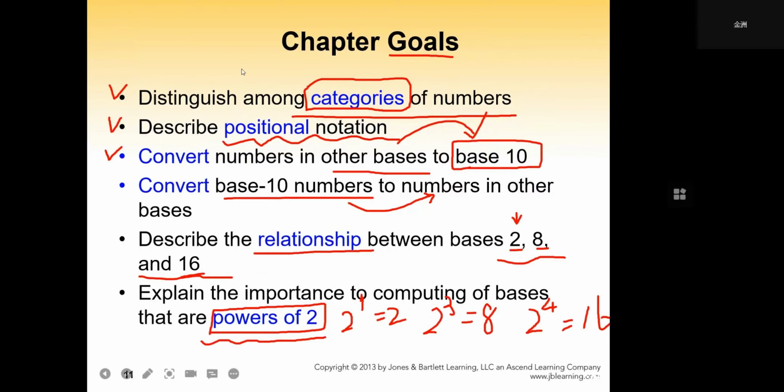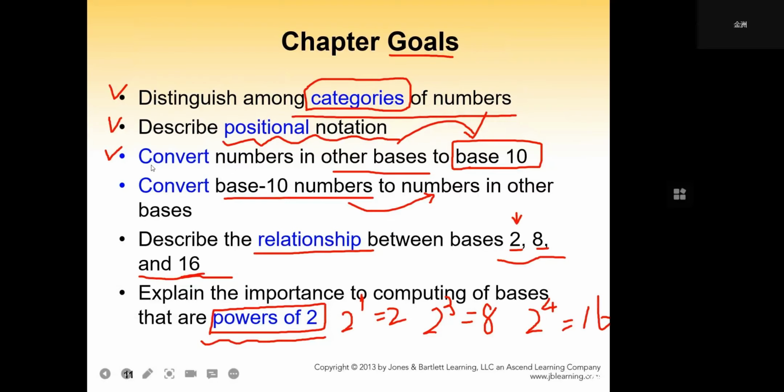So in this chapter, we have a goal that firstly, we need to distinguish among the categories of numbers. I think most of you have already accomplished this part. You learned this in your high school or senior school. And then you need to know how to describe positional notation. What does positional notation represent?